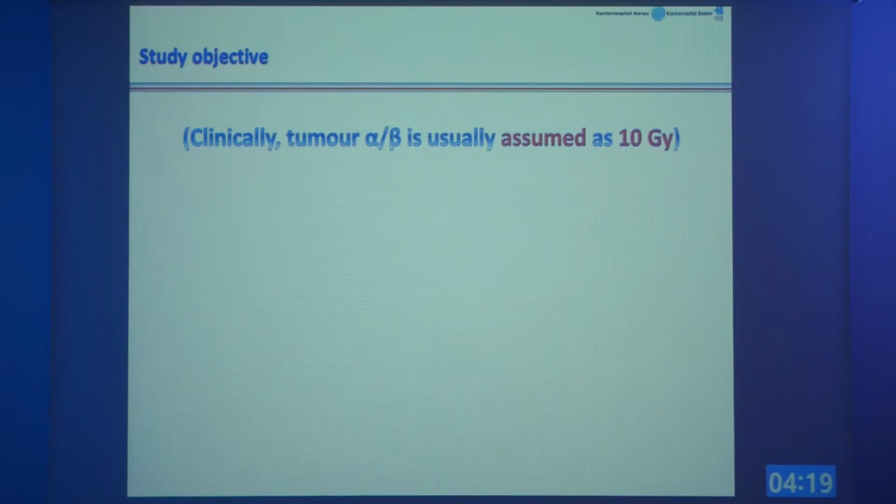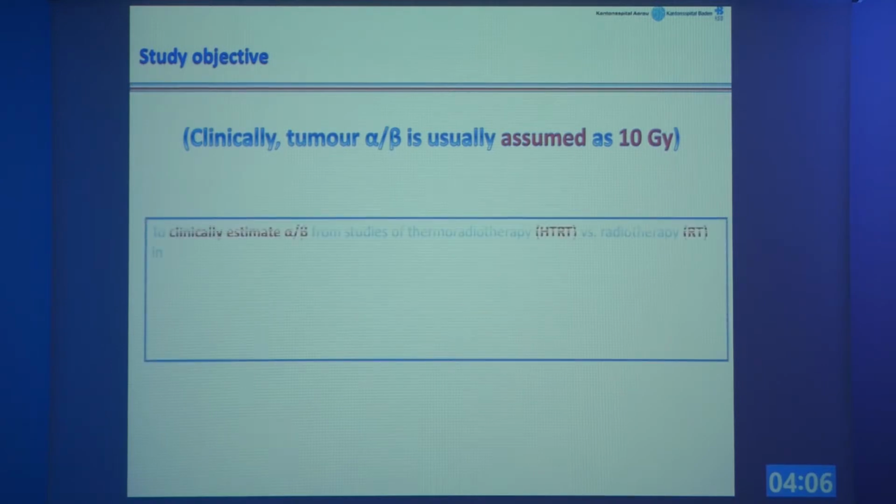For late toxicity, alpha beta is taken as 2.5 or 3, except for some cases like prostate, where it's taken as 2.5 or 1.5. Melanomas may be lower, but usually, I'm talking about the usual stuff, it's taken as 10. And that's how we all calculate the BED. So then, can we estimate the clinical alpha beta?